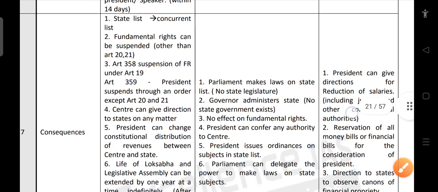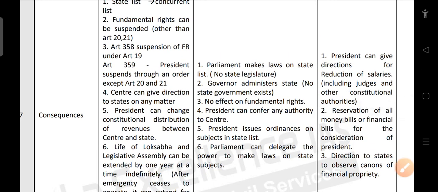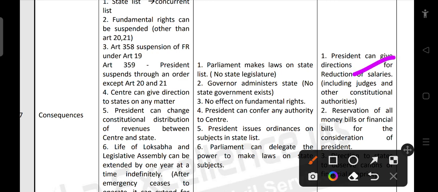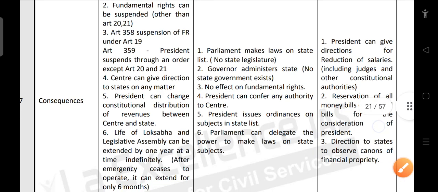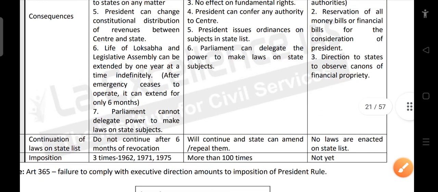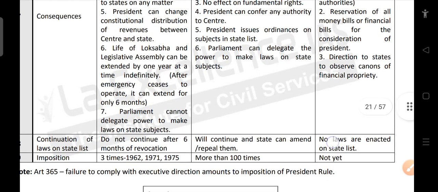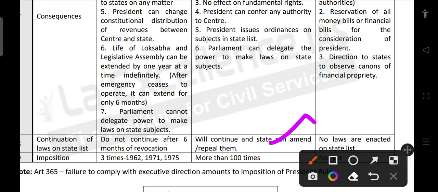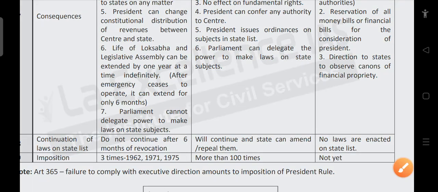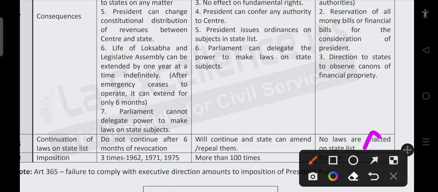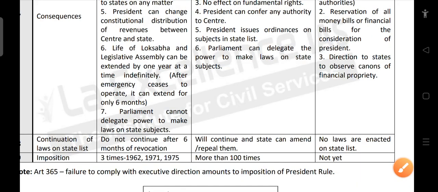Now, regarding the financial emergency, the President can give direction for reduction of salary, including of judges and other constitutional authorities. Then reservation of all money bills and financial bills for the consideration of the President, including state money bills per se. Then direction to the state to observe canons of financial propriety. So, continuation of laws at the state level: they will continue and the state can amend or repeal them. Here no laws are enacted. It is imposed more than 100 times, whereas the financial emergency has not been declared so far. So, that's all in this emergency provisions topic.